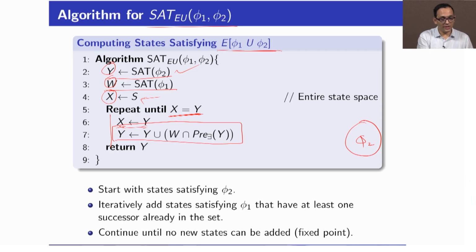What does it mean? Y is basically the states, so this is your y. And now what I am saying is pre exist of y. What does it mean? I will find the states whose one successor comes here, and since I am taking the intersection, phi 1 also holds here. So effectively this part of the formula means the states where phi 1 holds and one successor goes to states of y, and then I am taking a union of that.